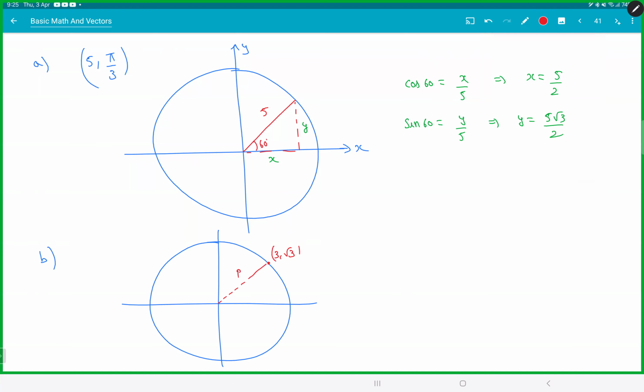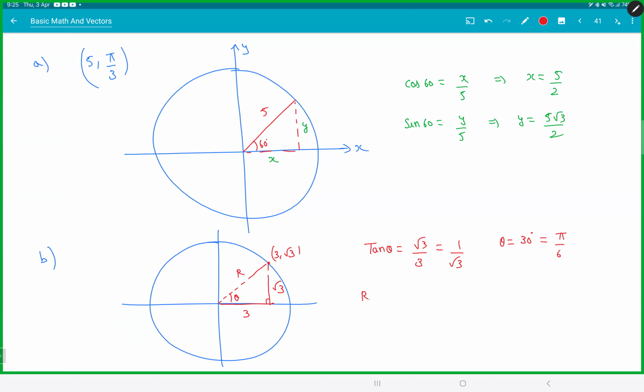So this must be the radius, and this must be theta. When you drop a perpendicular, this is 3 and this is root 3. So what is tan theta? Tan theta is opposite side, root 3 by 3, which is 1 by root 3. So theta is 30 degrees or pi by 6.